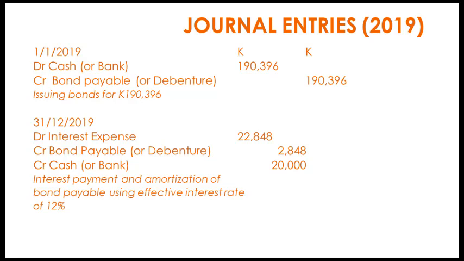Now for the subsequent recognition, you have to make adjustments to ensure that bond payable is still at the present value amount. So we have debit interest expense 22,848, which is based on present value multiplied by the effective interest or the market interest. And then credit bond payable, this will increase the bond payable and adjust the amount of bond payable based on present value. We have credit 2,848. And of course, because you paid the interest, credit cash 20,000 kina.